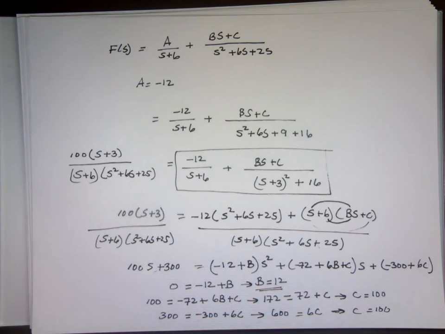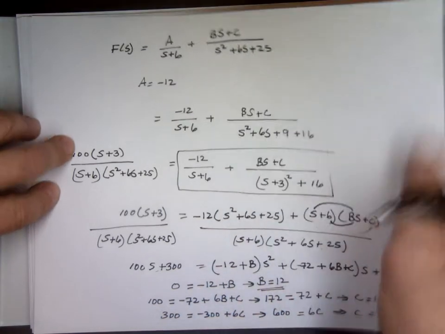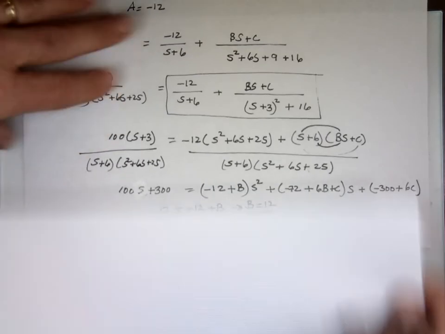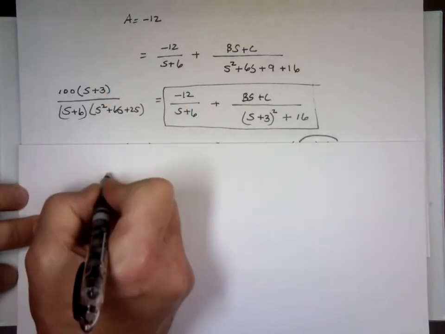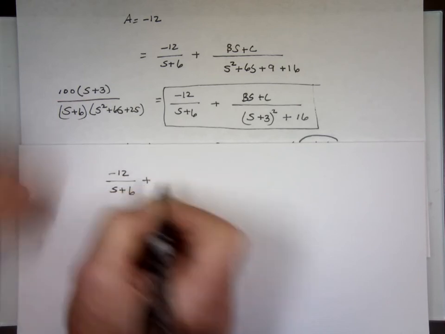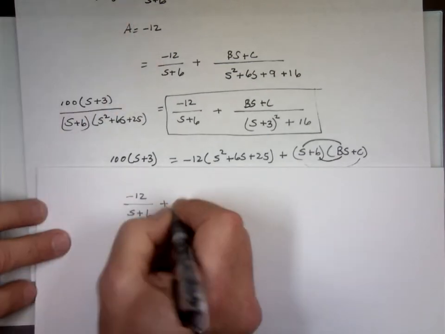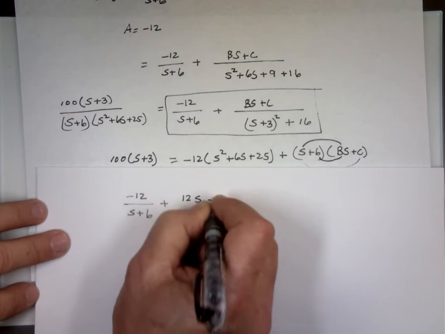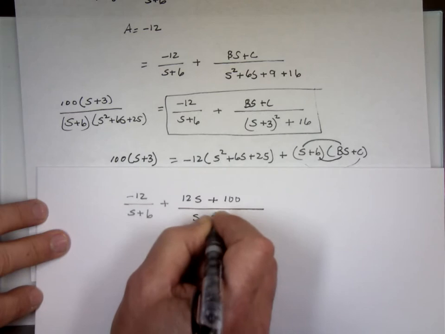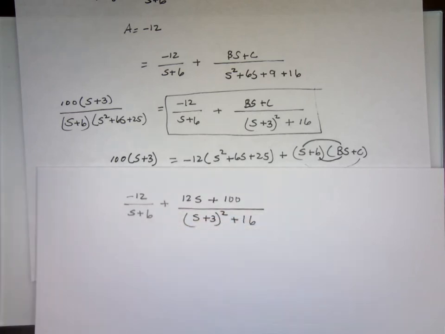So here's what we have. We're doing partial fractions. Going back to this, negative 12 over s plus 6. Now we said b is what? What was b? I forgot. b is 12 and c is 100. Then you got to do shifting. I got to factor 12 out.